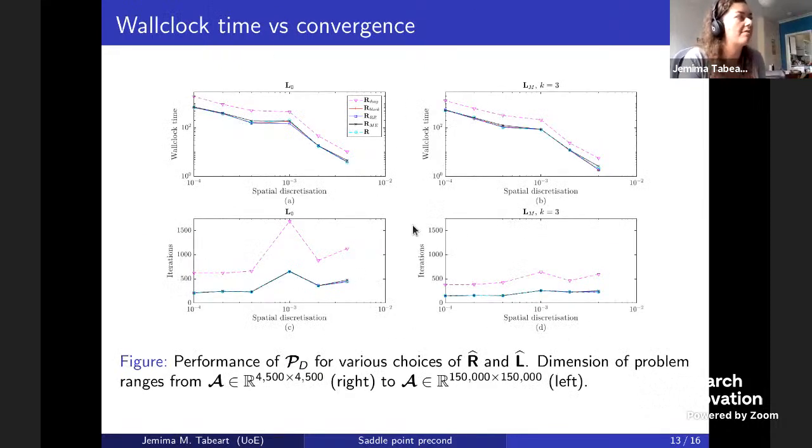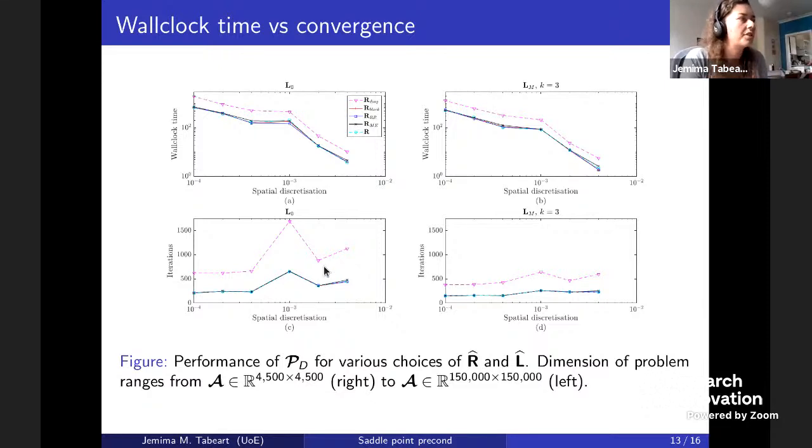On the left, we have what happens if we use the identity as the preconditioner for L. And on the right, we have our new preconditioner with K as 3. On the top, we've got wall clock time and on the bottom, iterations. And as we move from right to left, we're increasing the spatial resolution, so the dimension of our problem is getting bigger. And in terms of the choices of R, the pink one is if we just use the diagonal choice of R. The red one is if we use that block approach I just described. And the cyan one is if we use the exact R.